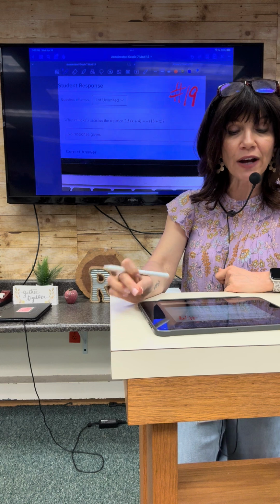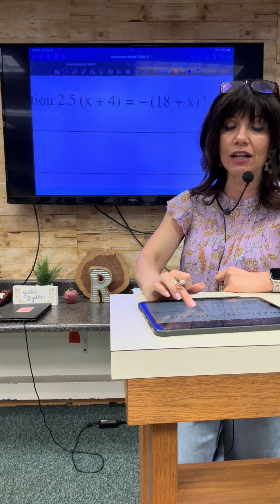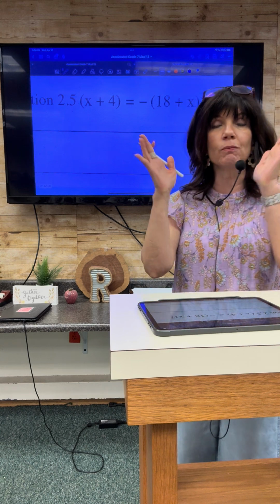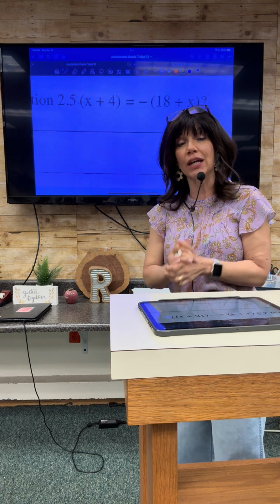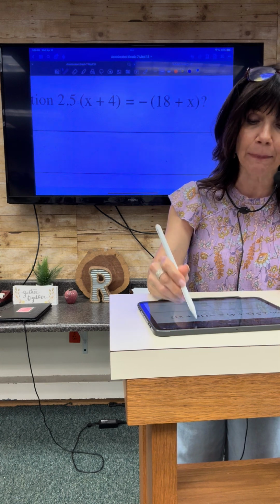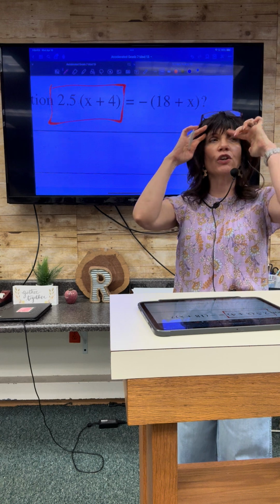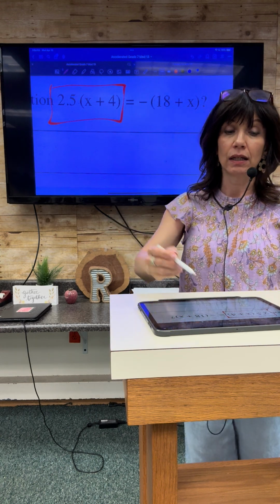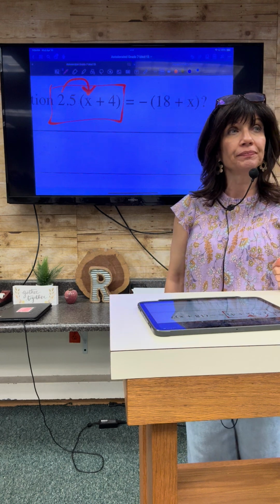Go to item number 19, looking at my screen. What value of x satisfies the equation 2.5x plus 4 equals negative 18 plus x? Guys, I'm super hopeful that you remember we need to do something with the associative property happening inside my red box. Yes? Yes. What is the first thing we're going to do? Say it. Multiply 2.5 times x. What will you get? Good.